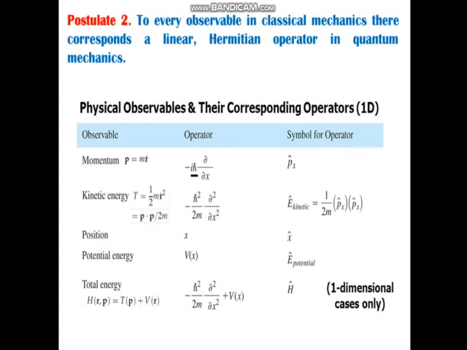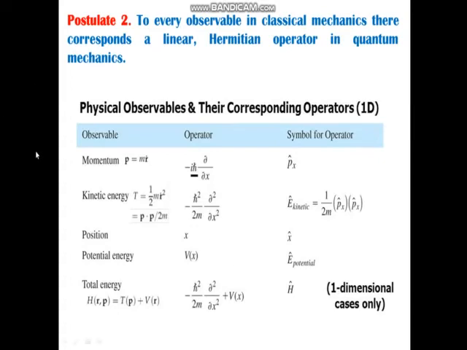And the second postulate is, for every observable in classical mechanics, there corresponds a linear Hermitian operator in quantum mechanics. That is, for every observable, like position, kinetic energy, potential energy, total energy, etc., you must be able to obtain an operator in quantum mechanics.